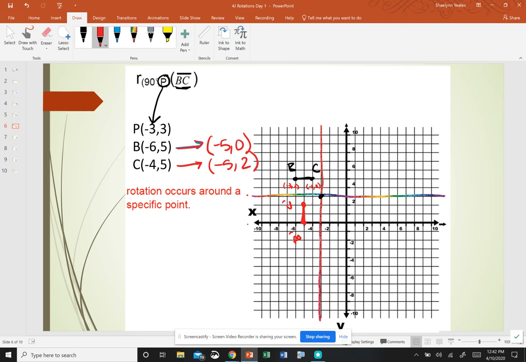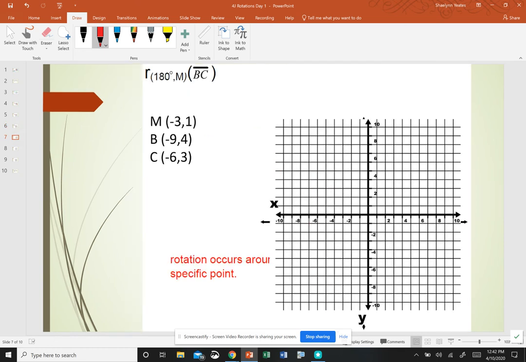Okay, and that's when we rotated about that specific point. If you were in class, this would be so much easier to explain. It's fine. Okay, so if we rotate 180 degrees around point M. So point M, first we're going to mark point M. Point M is at -3, +1. So this is my point M. This is my new center.